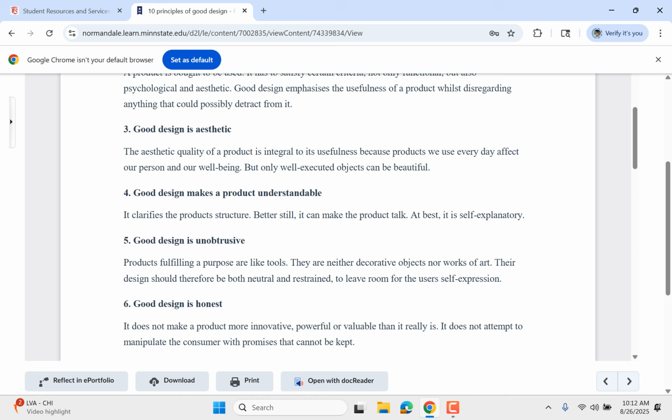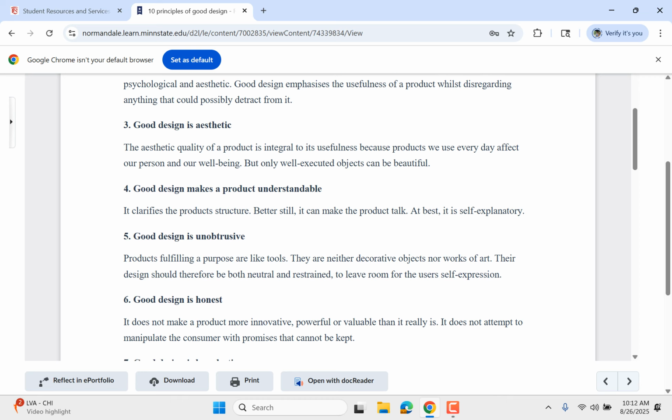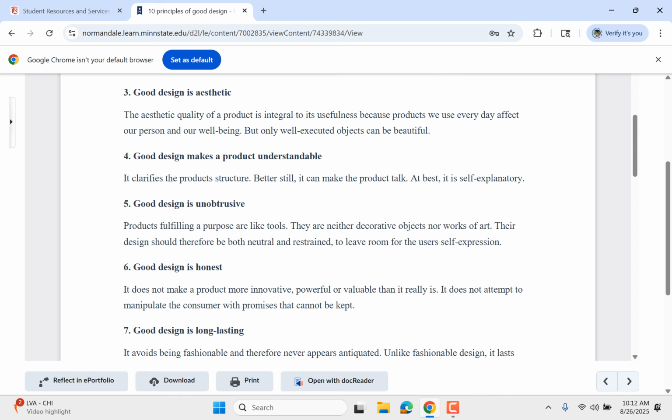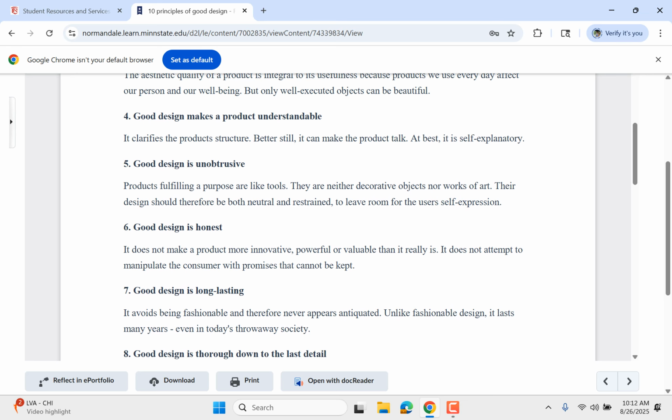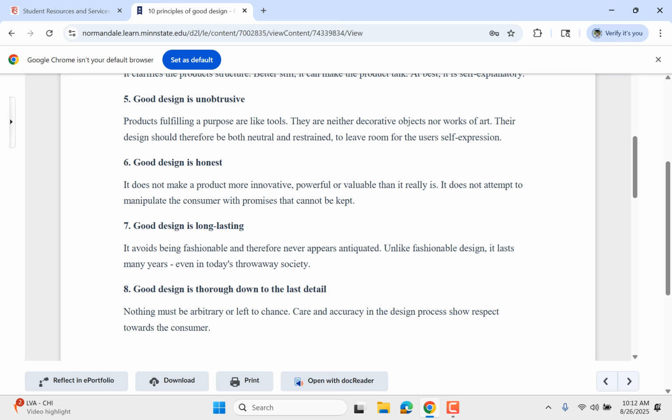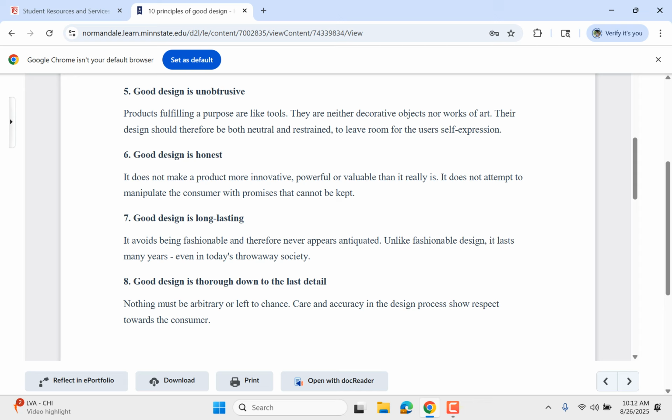Good design makes a product understandable. So that's saying that if you design something well and thoughtfully, you don't need a lot of manuals and stuff for people to be able to use it. It makes sense how you would use it. Good design is unobtrusive. Again, it manages to fit itself into your life.